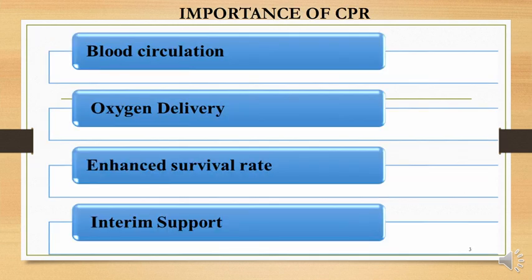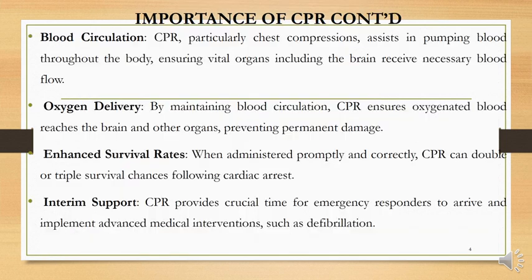Importance of CPR: it is essential for blood circulation, oxygen delivery, enhanced survival rate and interim support. For blood circulation, CPR, particularly chest compression, assists in pumping blood throughout the body, ensuring vital organs including the brain receive necessary blood. Then another importance of CPR is oxygen delivery. By maintaining blood circulation, CPR ensures oxygenated blood reaches the brain and other organs, preventing permanent damage.